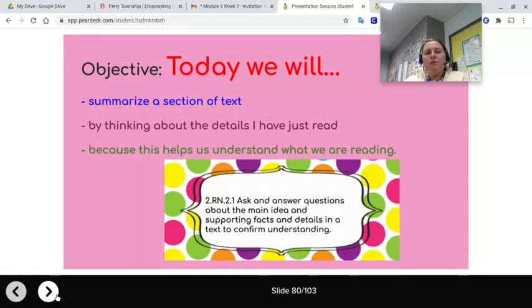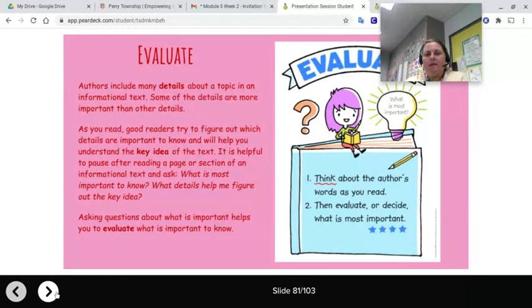And then today with our objective, we're going to summarize a section of a text by thinking about details that you have just read, because that'll help you to know what you're understanding. So here's an evaluate. Authors include many details on a topic in an informational text, and some of the details are more important than other details. So as you read, you have to figure out which details are more important to know and will help you understand the key ideas. So you might want to read a little bit of the text or the page and then ask yourself questions like, what's important to know, or what details might help me figure out the key idea. So think about the author's words as you read, and then evaluate or decide what's important in the story.